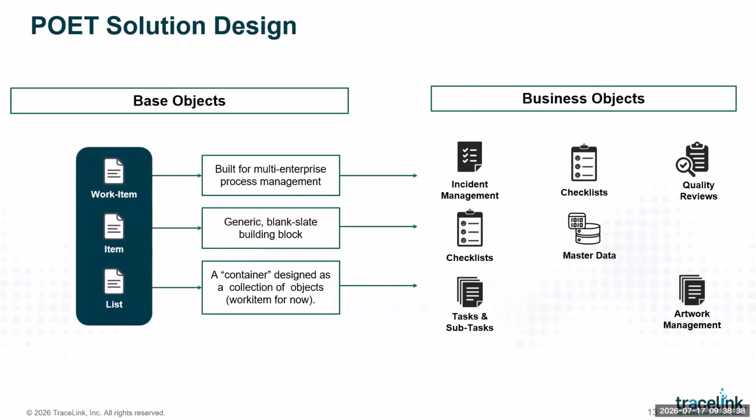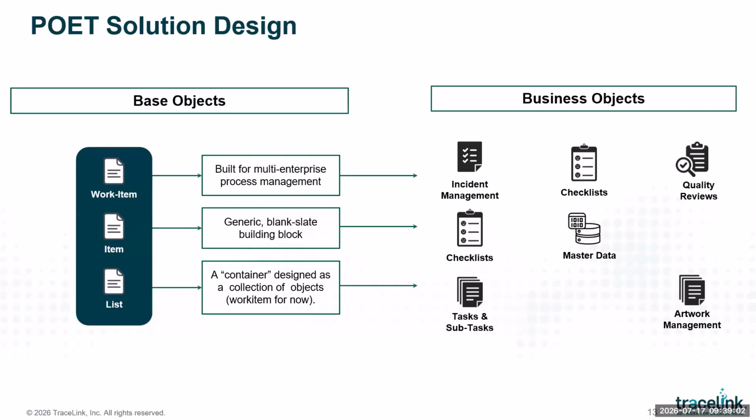This view shows how the object model and solution components work together in one design. It explains how we turn basic system objects into real business processes inside OPUS. POET uses a small set of base objects. We then extend these base objects into subtypes to support specific business needs. These subtypes become the business objects that teams use every day.